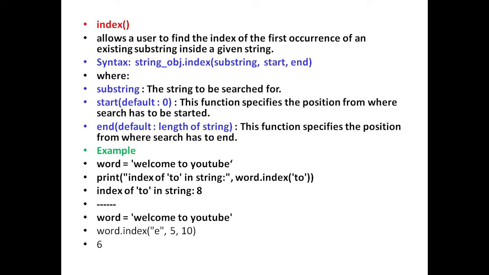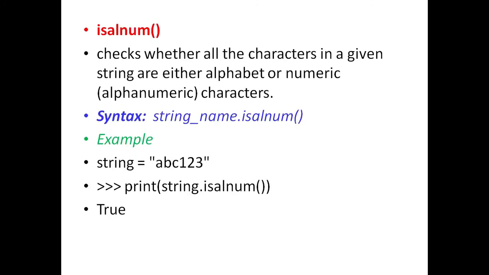And if we give word equal to "welcome to YouTube", and if we print word dot index with "e", 5, 10, where 5 is the starting position and 10 is the ending position, it will give 6 since the search starts from the 5th position. So the first character from the 5th position is "e", that is 6. Next is isalnum.